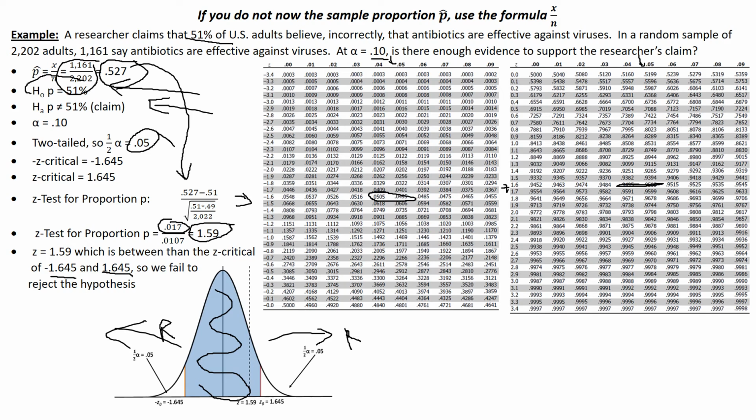So I would say I can reject the claim because the claim is the alternate, and I fail to reject the null hypothesis.